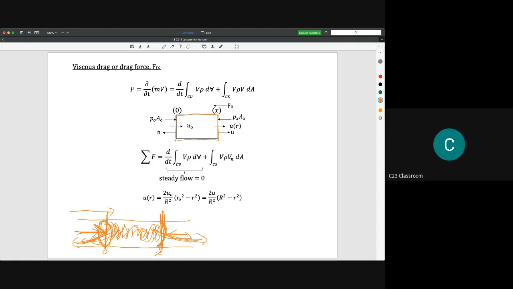So that's why we push P naught A naught here. Pressure times area is the force, so you need to push force here, P naught A naught, and also another force here, to make sure that the situation inside this control volume is maintained there.